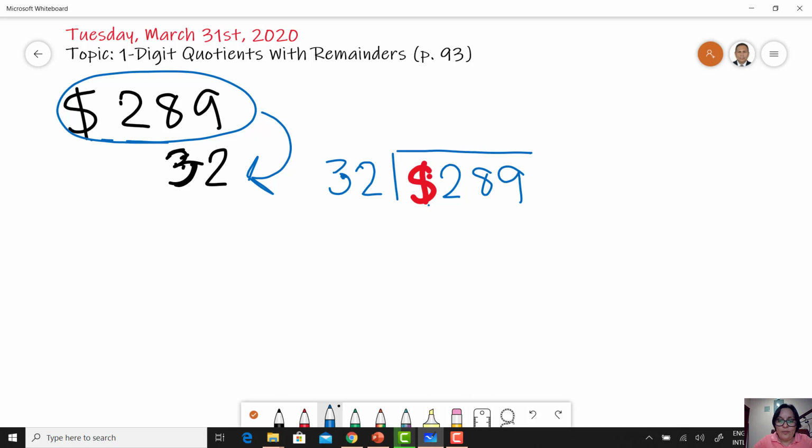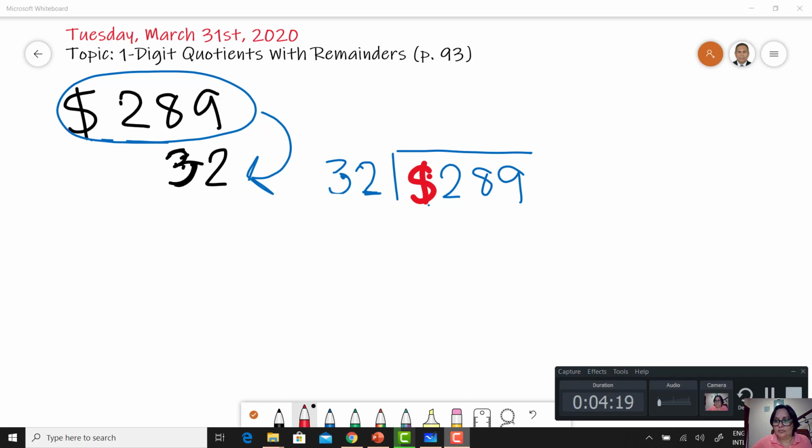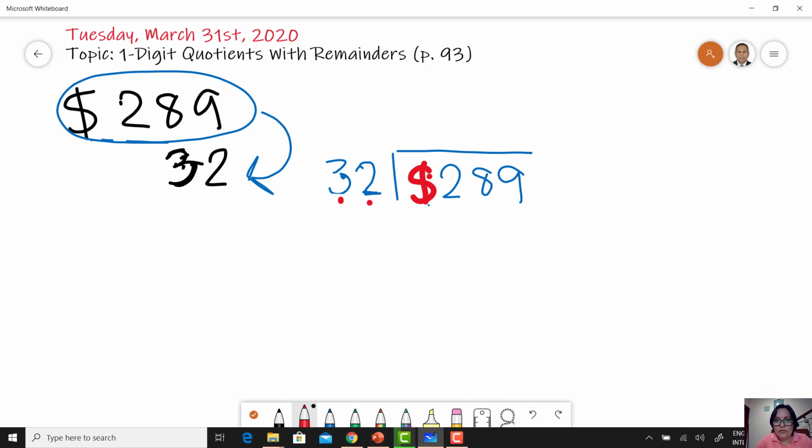So let me ask you something. How many numbers do we have in the divisor? We have two numbers, right? Okay, two numbers, 3 and 2. So as we have two numbers in the divisor, we are going to take two numbers from the dividend, and we have 28. But remember that the dividend has to be greater than the divisor. 28. Can you divide 28 by 32? No, right? Because it's less than 32. So we have to take the other number in the dividend. So we have to say 289 divided by 32.